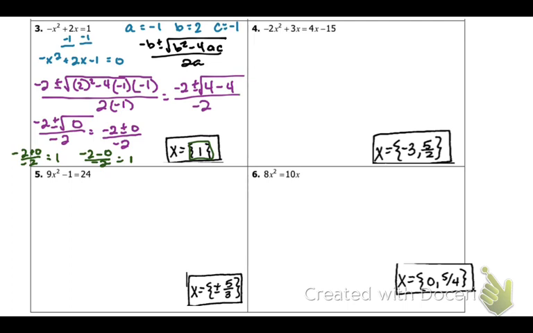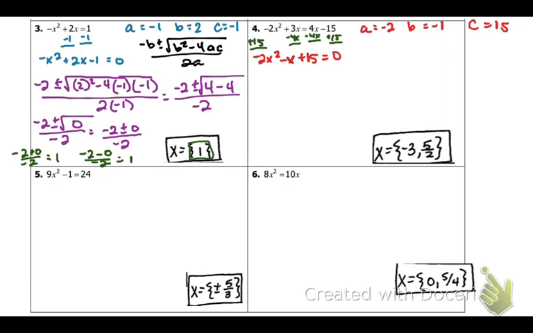First, set it into standard form. This is not in standard form, so I'm going to subtract 4x from both sides, and I'm going to add 15 to both sides over here. So I'm going to be left with negative 2x squared minus x plus 15 is equal to 0. Okay, so I moved my stuff. Now identify your values. A is negative 2, B is negative 1, and C is 15.